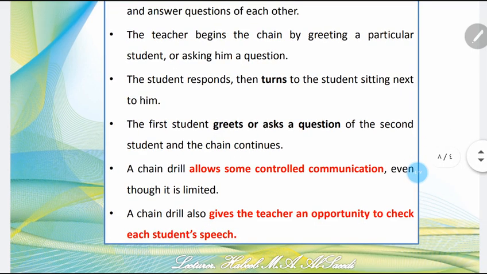A chain drill is important for both the teacher and the students. For students, it allows some controlled communication, even though it's limited. So it gives students an opportunity to communicate and practice the target language. And it's also important for the teacher, giving the teacher an opportunity to check each student's speech.